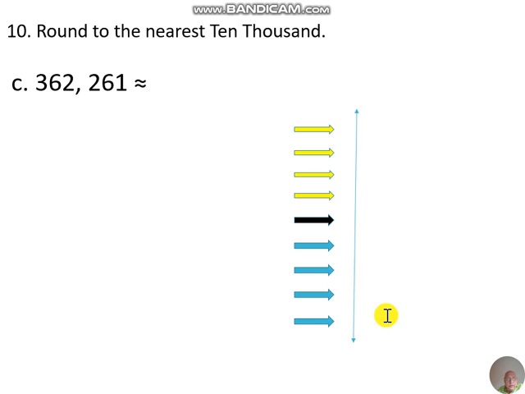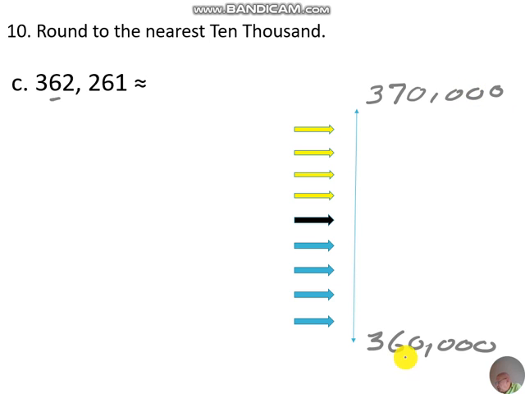Next one. Round to the nearest 10,000. This is the 1,000, this is the 10,000. I have to switch all the 4 digits in front of the 6 here to zeros. And this became the bottom here, 360,000. To make the top, you add 1 to the 6, it became 7, 370,000. To find the midpoint, you change this 0 to 5. This became 365,000.